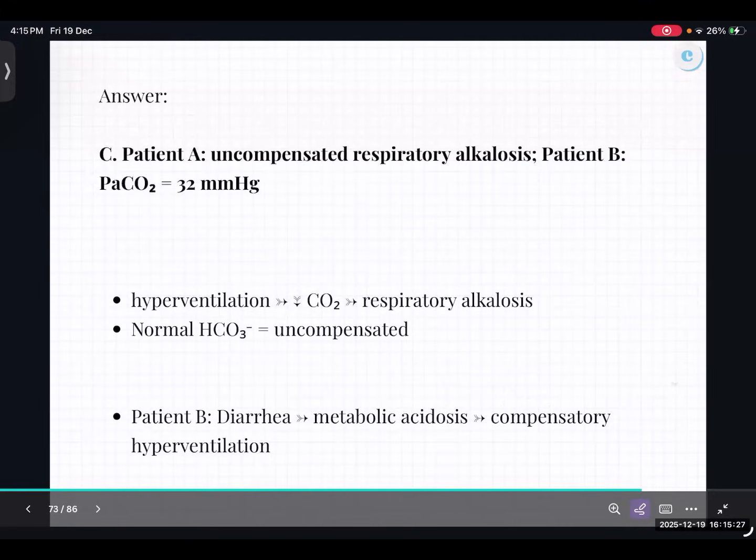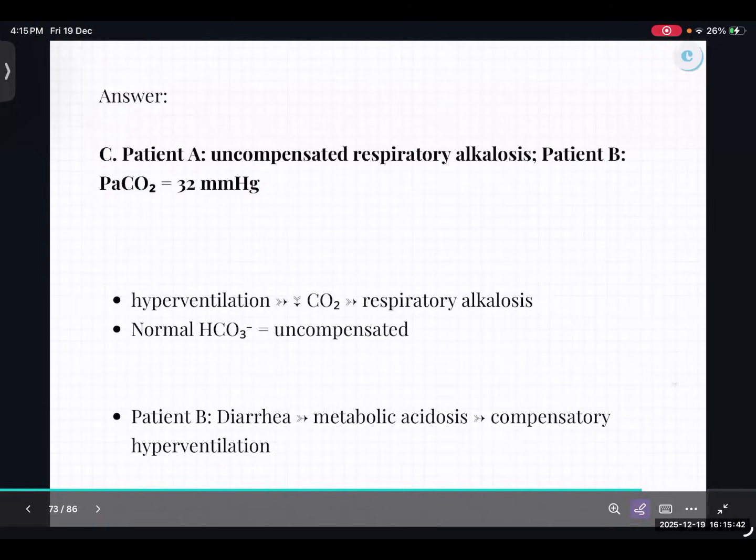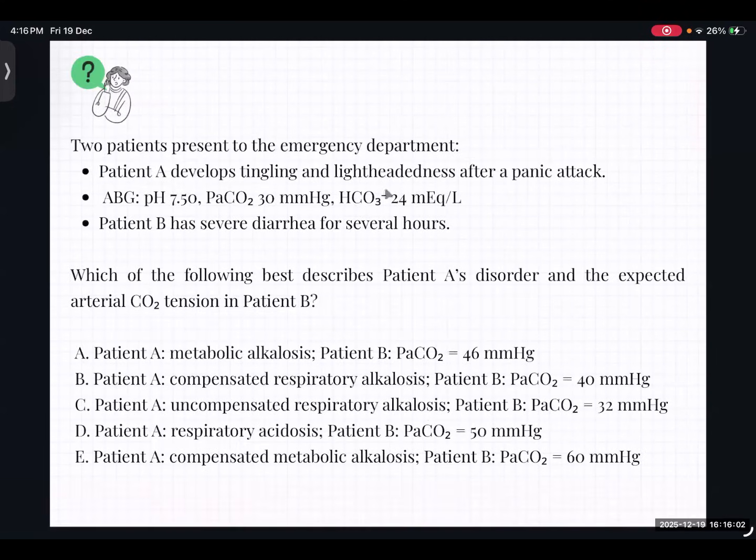We inferred that patient A had uncompensated respiratory alkalosis, and patient B, we expected them to have 30 pressure of CO2. Let's dissect it here. For patient A, we had hyperventilation. That means that we have less carbon dioxide, and therefore we have respiratory alkalosis. Why is it uncompensated? Because the bicarbonates here were normal, very normal, 24. So that means it's uncompensated.